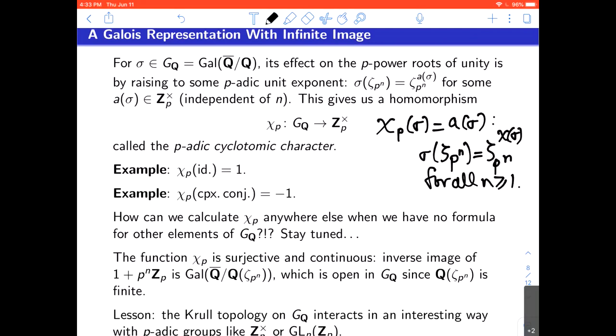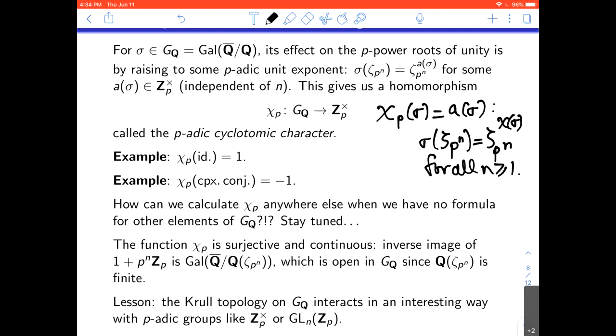So it turns out that this mapping, by looking at the action of automorphisms just on the p power roots of unity, that every element of Z_p star occurs in this way. And in fact, this is continuous. The reason it's continuous, to check that a homomorphism is continuous, for example, if you look at the inverse image of 1 plus p to the n Z_p.